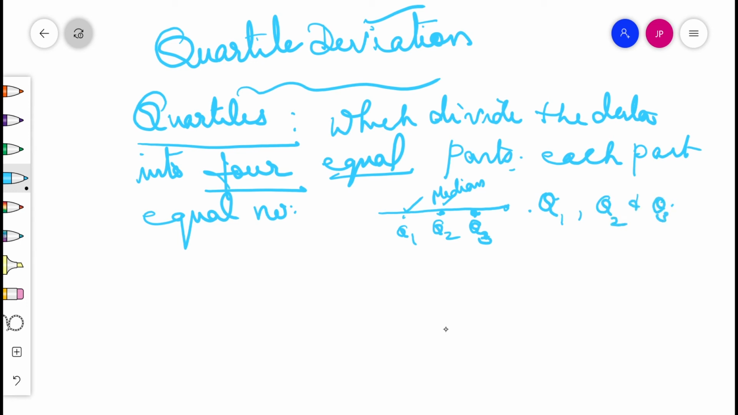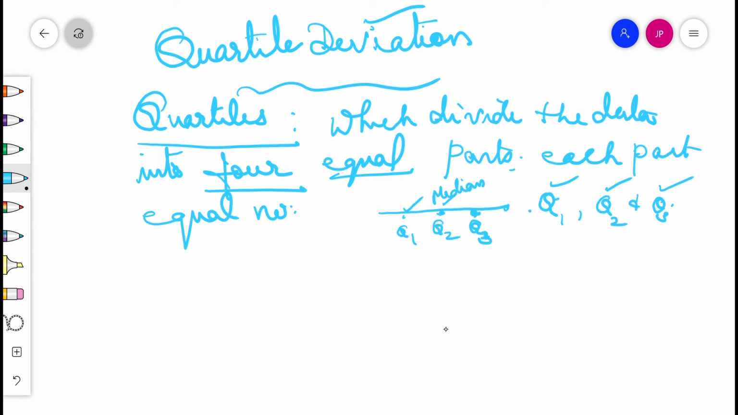The first quartile is denoted by Q1. It's the lower quartile and 25% of the items of the distribution are below it and 75% of the items are greater than it. The second quartile is denoted by Q2. It's called median. It has 50% of the items below it and 50% of the items above it. The third quartile is denoted by Q3. It's called upper quartile, and 75% of the items are below and 25% of the items are above it. Thus, Q1 and Q3 denote the two limits within which central 50% of items lie.